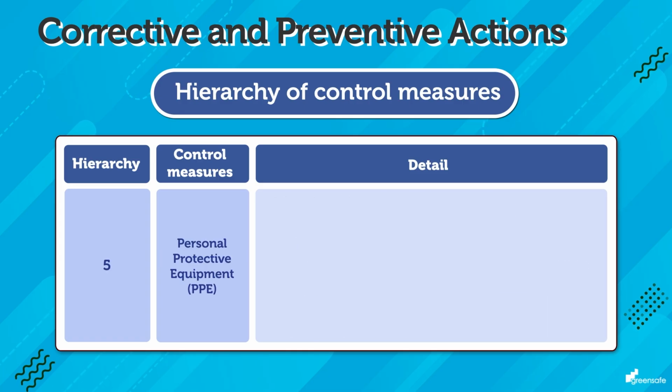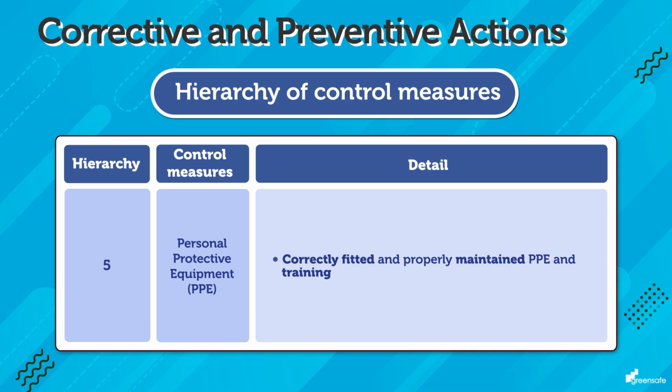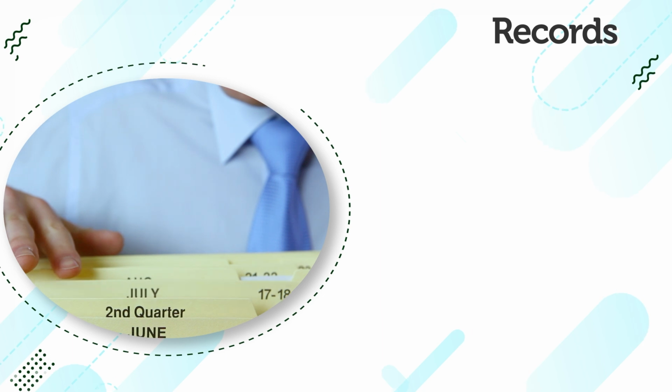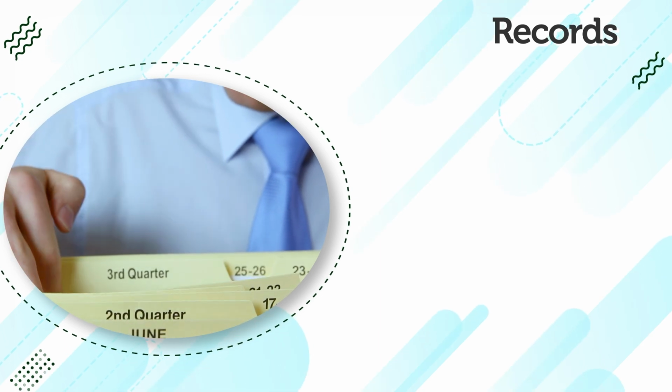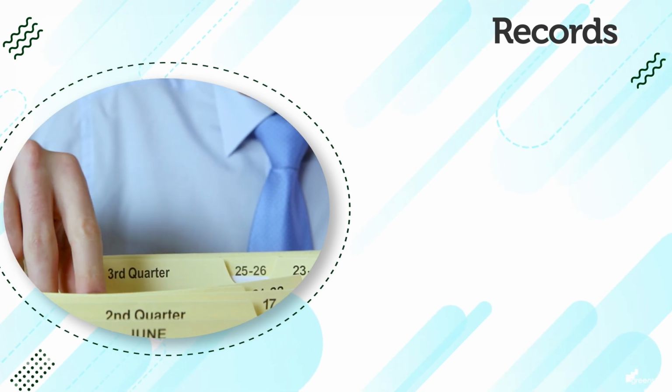The last part of the hierarchy is personal protective equipment, also known as PPE. In this option, you should provide correctly fitted and properly maintained personal protective equipment. Additionally, the appropriate training regarding how to use protective clothing should also be provided. Records are very crucial too. Without them, it's next to impossible to track what happened.